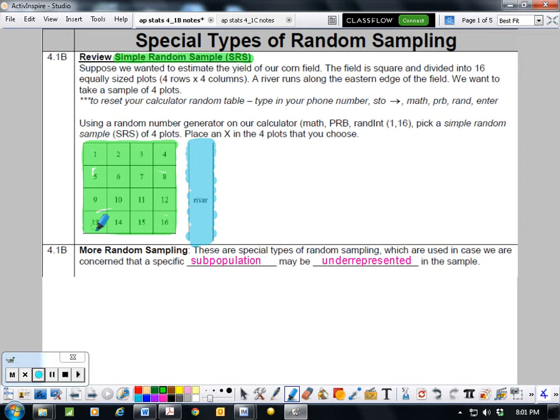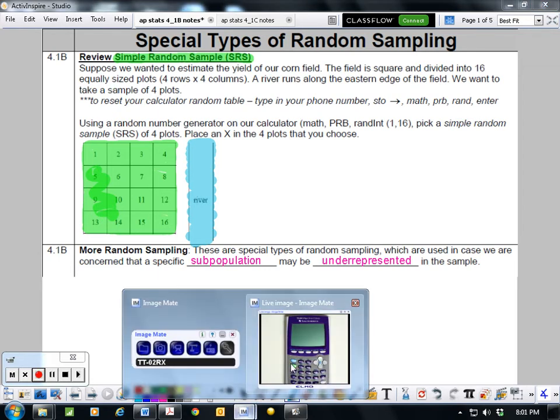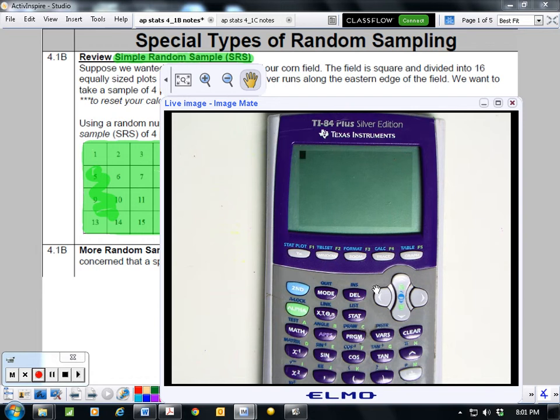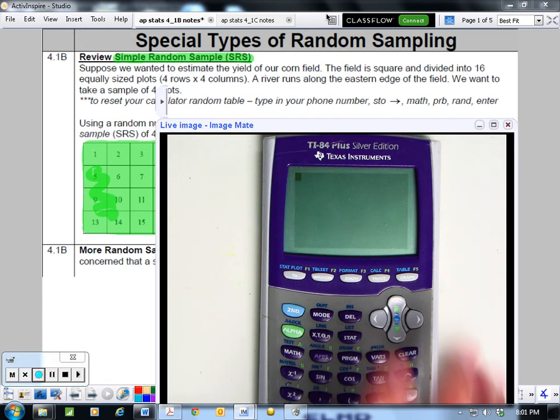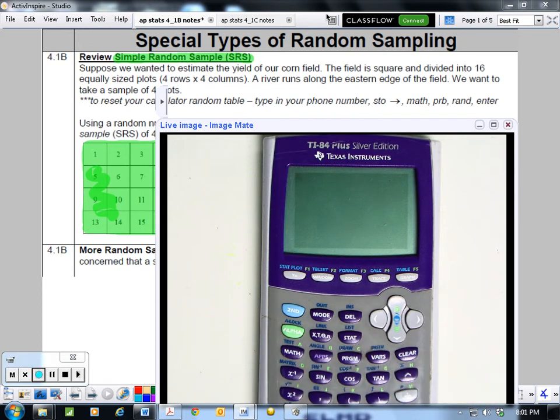So we're going to get our graphing calculator and pick a random sample of 4 plots. Let me get to our graphing calculator, and the directions are right here. The first thing we're going to do is make sure all of our graphing calculators are set to a different number, so everyone would normally get a different random sample. So then it's truly random.